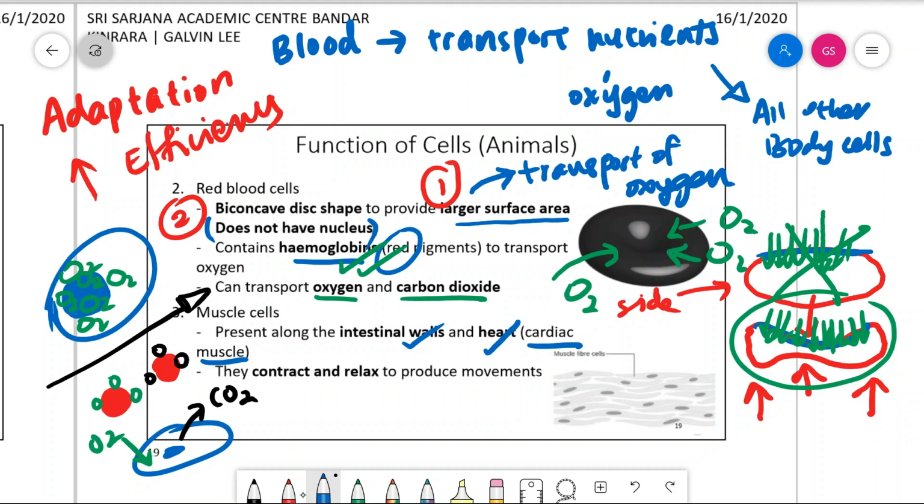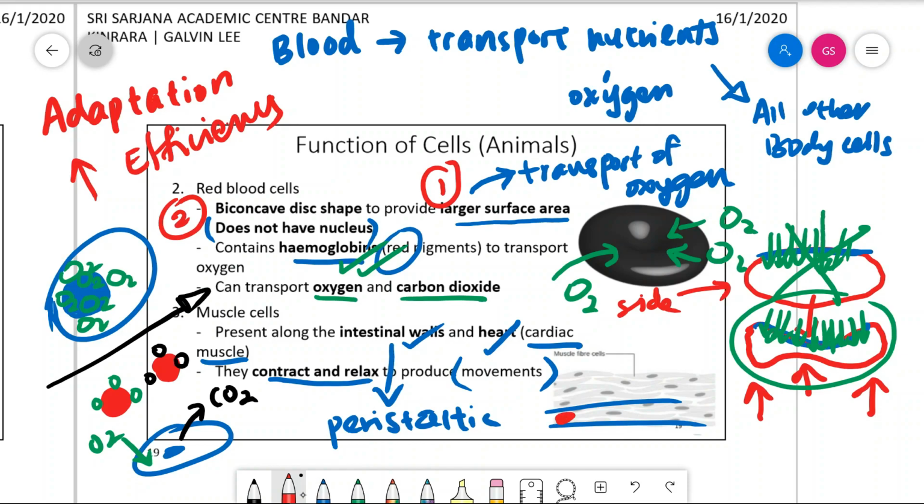So in scientific terms, that push and pull, we call it what? The contract and the relax to produce the movement. And if you want to know the specific name, we call it the peristaltic movement. Okay, for the intestinal wall, peristaltic movement. So in the beginning, you have the food here. Then it will push and pull and push and pull. Then it will move the food slowly, the food will become here. Okay, move towards there. Okay, so that's what we call muscle cell. Now, done. Let's see the fourth kind of cell.